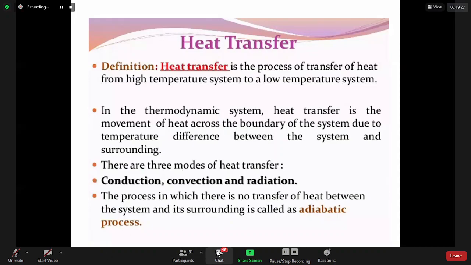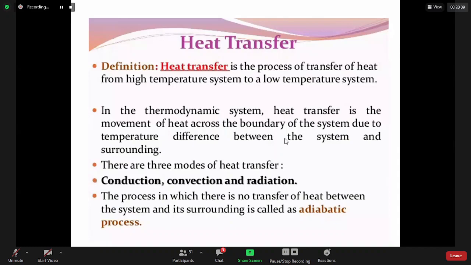That means if there is no heat transfer, they are in equilibrium. The temperature is the same. If you, for example, want to heat water using another liquid at the same temperature, there will be no heat transfer. So the system is called adiabatic. It is called an adiabatic process.